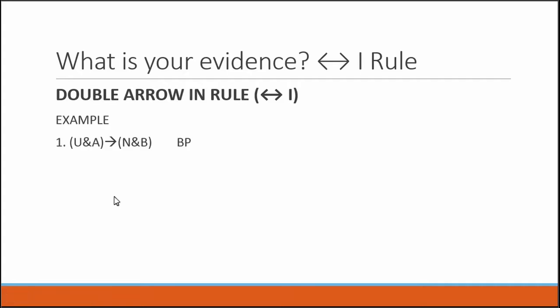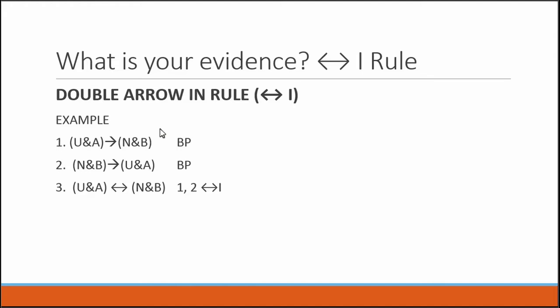Another example. Conditional on line 1, if U and A, then N and B. Conditional on line 2, if N and B, then U and A. So we have two conditional statements. The antecedent of the first conditional matches the consequent of the second, the antecedent of the second conditional matches the consequent of the first. And since we have two conditionals with matching antecedents and consequents, we can infer the biconditional. U and A, double arrow, N and B.